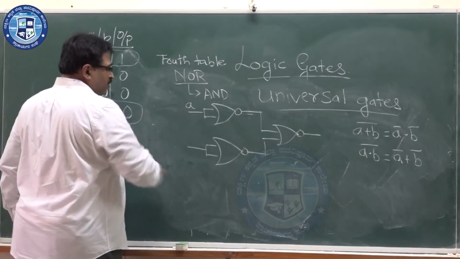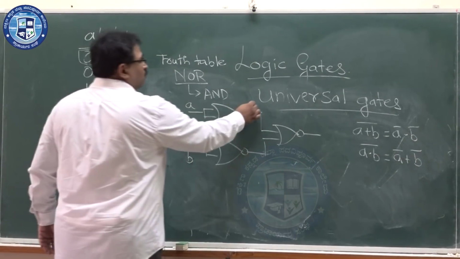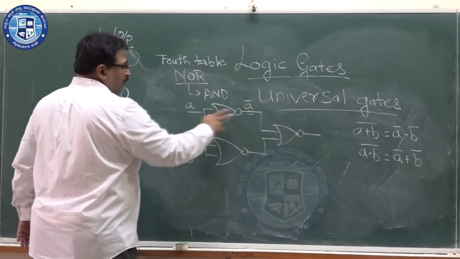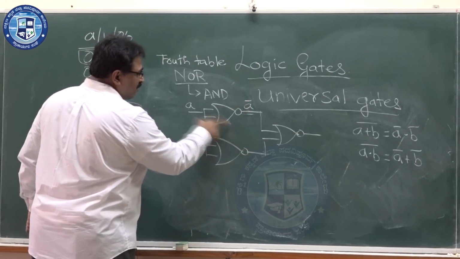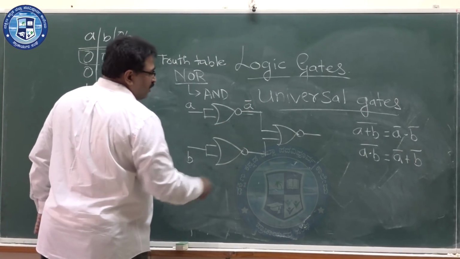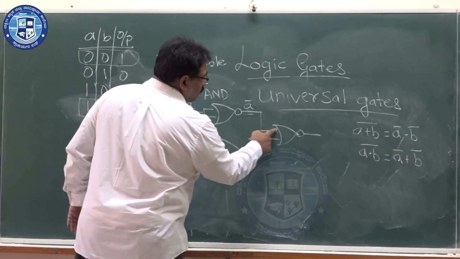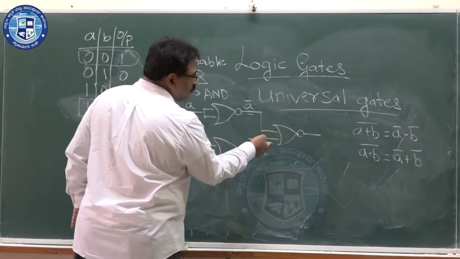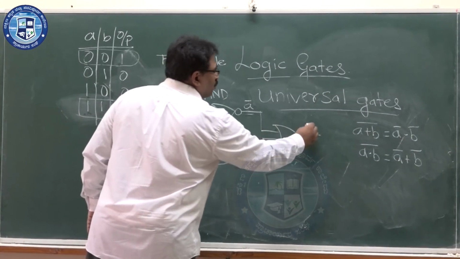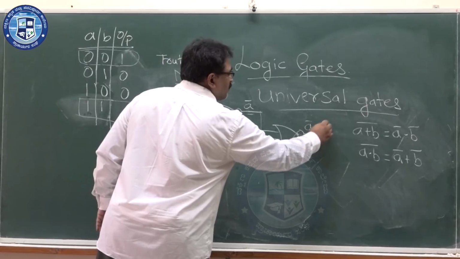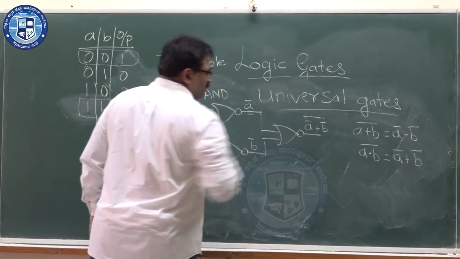This is A, for example, this is B. So here we are going to get A bar because this is a NOT gate. This is again a NOT gate. This becomes B bar. We are giving A bar, B bar to the NOR gate. So the output has to be A bar plus B bar the whole bar.